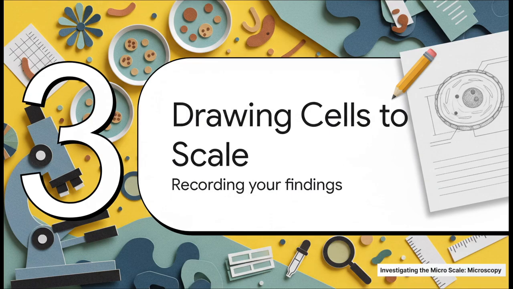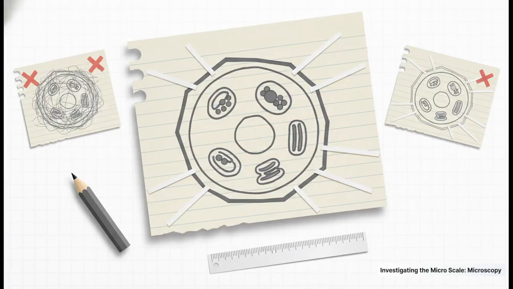This is such a key skill, and it's worth a lot of marks, so let's make sure you know how to do it perfectly. The rules are non-negotiable, but they're easy to remember. Always use a sharp pencil. Draw with clear, single lines, no sketchy, hairy lines, and absolutely no shading.